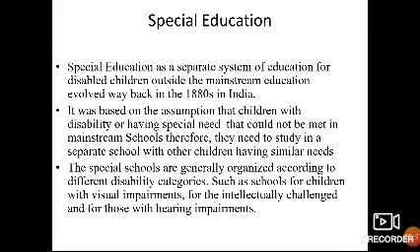Second is special education. Special education is a separate system of education for disabled children, outside the mainstream education. It evolved way back in the 1880s in India. It was based on the assumption that the needs of children with disabilities, or those who have special needs, could not be met in the mainstream school. Therefore, they need to study in a separate school with other children having similar needs. So this is why the special schools were opened.